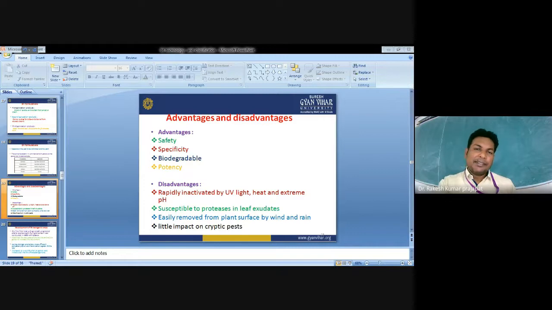If the receptor is present, then only the BT protein will interact with the target insect. Otherwise, it won't interact or adversely affect its growth. This means for an insect to be affected by the BT protein, it must have a specific receptor in the gut where the proteins can interact or bind to them.